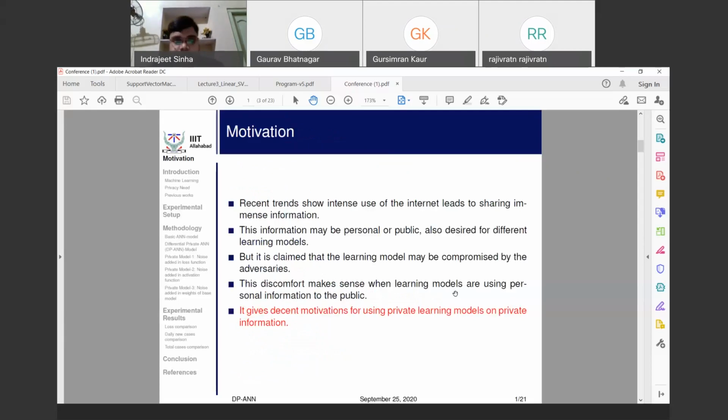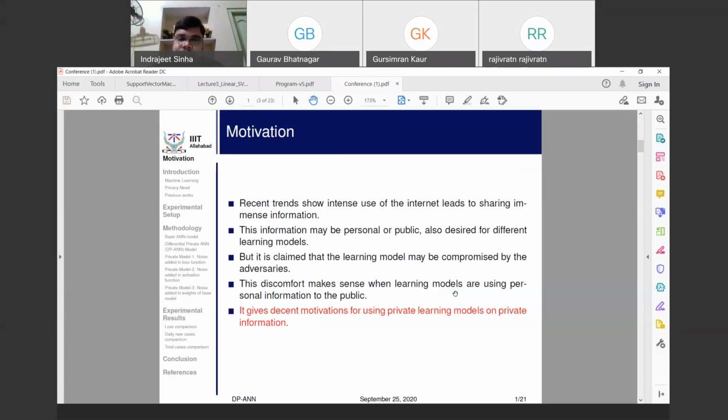I got the idea for this work from this motivation. In recent times, we have seen intense use of the internet, which leads to sharing a lot of information among people. This information may be public or personal. Personal information contains sensitive details that cannot be given to the public domain, so it is protected by every individual.